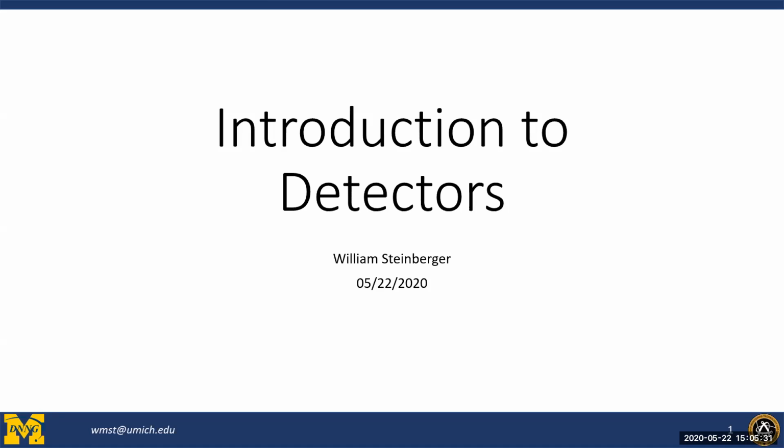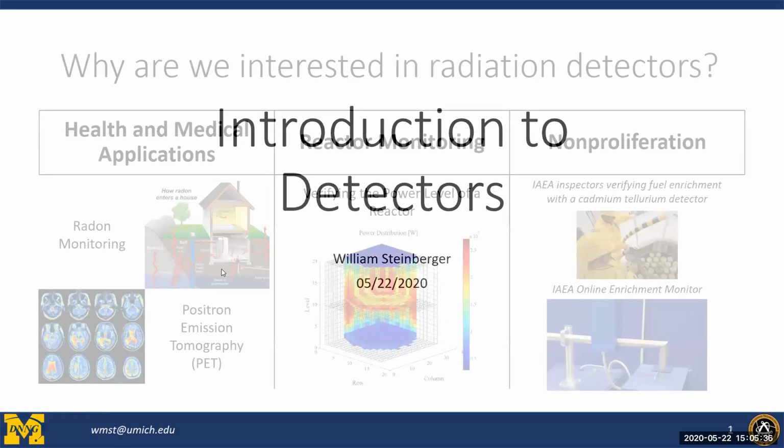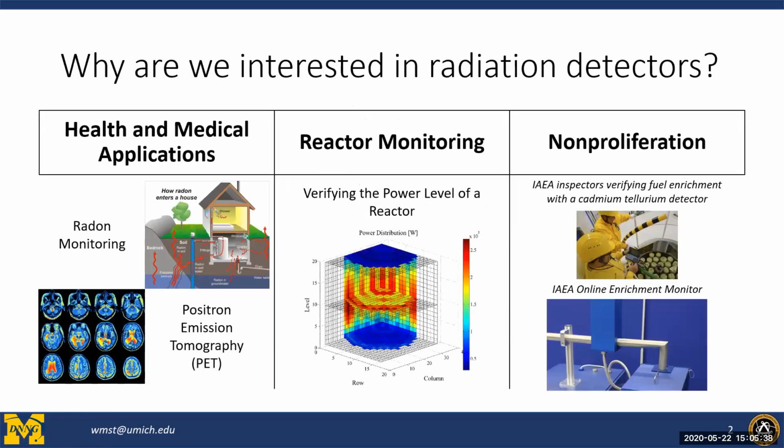So, a bit of background on this. Why are we interested in radiation detection? Here I've just broken it down into three subcategories that we can apply radiation detection for. So first one, health and medical applications. A major issue here in Michigan, for instance, is radon buildup in basements and issues in other places as well. So where radiation detection can help us is monitoring that buildup and how we can mitigate that.